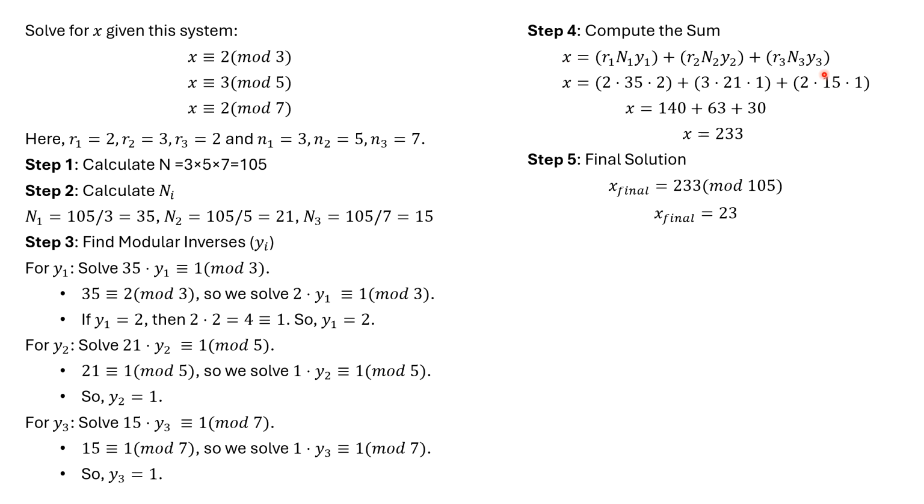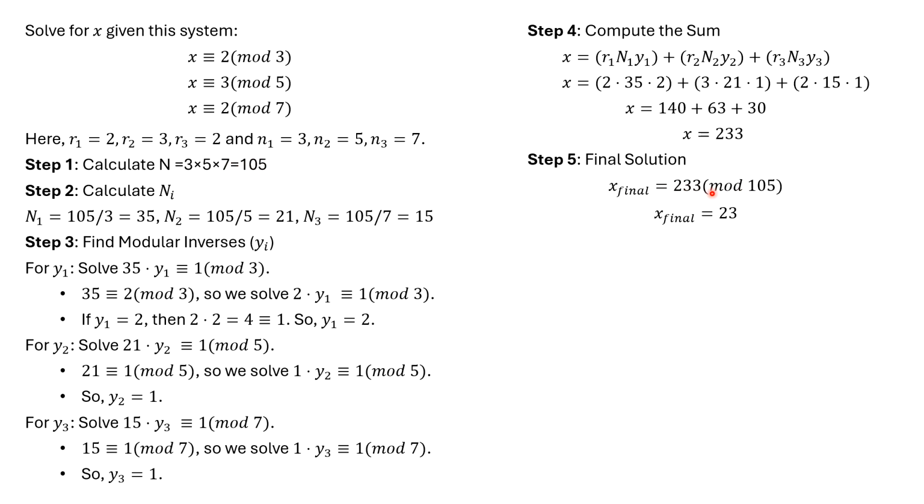So now we have all our values that we need for the formula for x. So here's the formula for x. Since we only have 3 equations, we have 3 terms, and we just take our r1, r2, r3, 2, 3, and 2, the N1, N2, N3, plug those in, and then y1, y2, y3. We just multiply these out. The first one is what? 70 times 2 is 140. 3 times 21 is 63. 30. X is 233.